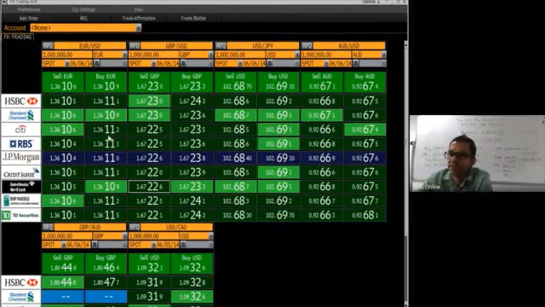So you can see different quotes from different banks for euro dollar. This side is the bid, this side is the offer. What does it mean? HSBC is willing to buy euro against dollar at 1.36105, and they are willing to sell at 1.36111. Likewise, these are the quotes of different parties.